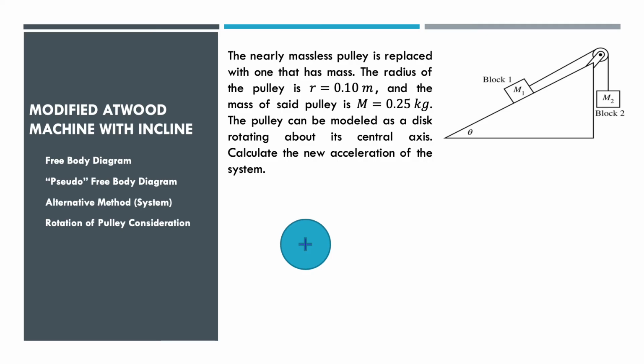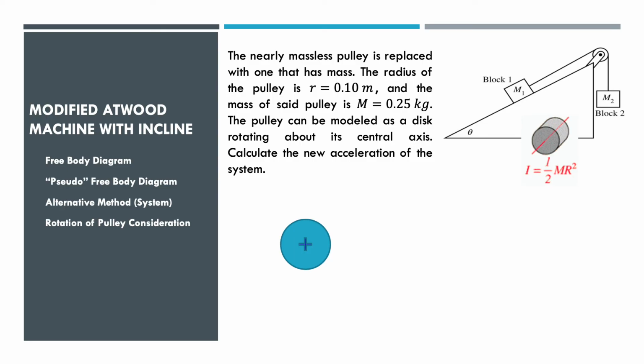The whole question now is changed. What if we were to replace that massless pulley from the previous question with one that actually has mass? And because it has mass and is now rotating, we have rotational inertia. It said that we could use a disk rotating about its central axis, and looking it up, I find that is 1/2 mr squared. R is the radius of the pulley, and the capital M is the mass of the pulley.